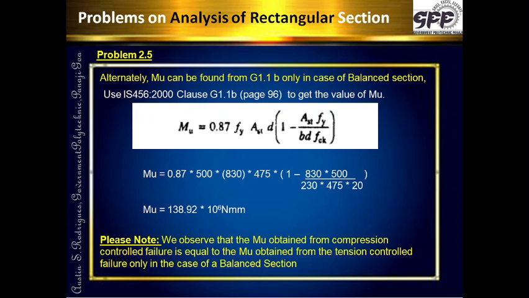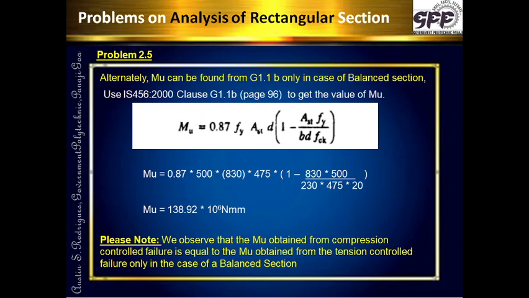We have seen that Mu obtained from compression control failure is equal to Mu obtained from tension control failure with the maximum yield strains and stresses only in case of a balanced section. Otherwise, Mu has to be both equal, whether it is underreinforced or overreinforced.